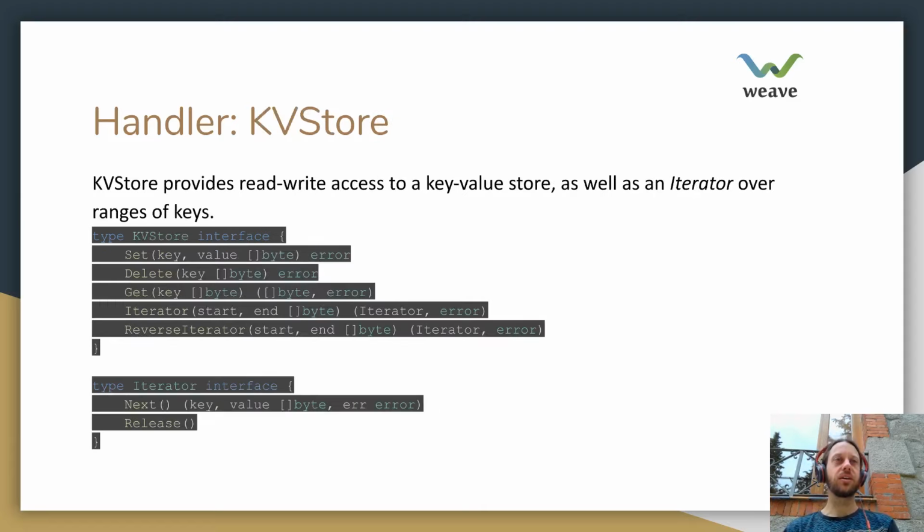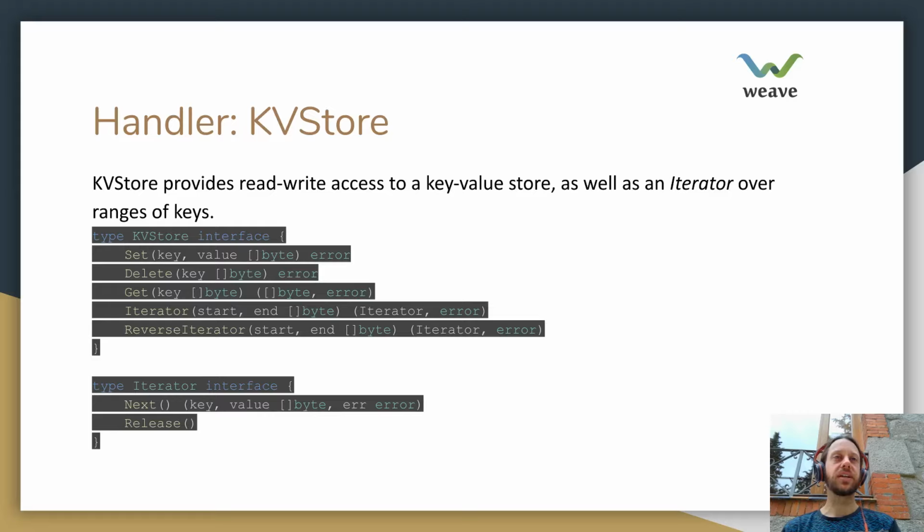The KV store has a set of read-write access to a key value store, as well as an iterator. So you can see it has standard set, delete, get methods. All of them use byte slices for keys and values. They're backed by LevelDB and a Merkle tree, an IAVL tree on top of it. This implementation can be swapped out, but should be a Merkle implementation over a persistent storage layer.